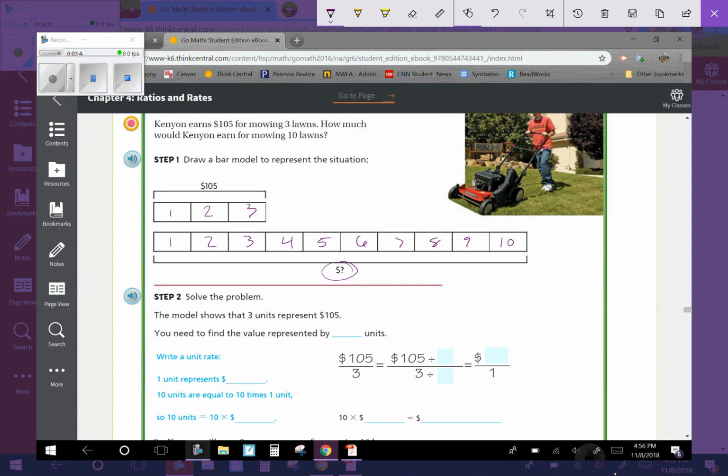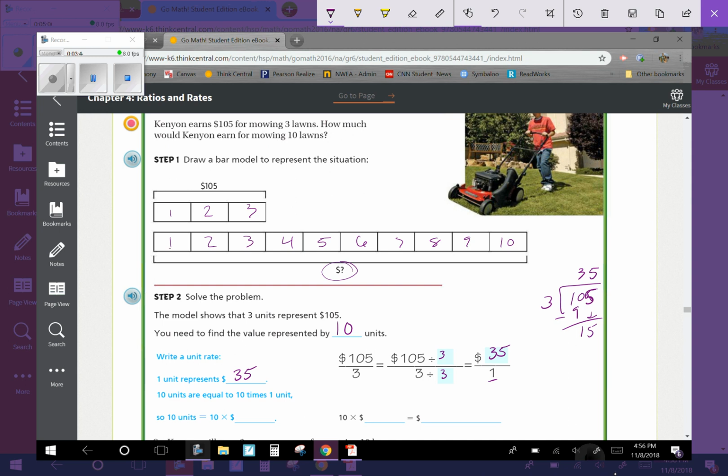The model shows that 3 units represents $105. So we need to find the value represented by how many units? Well, we are talking about 10 lawns, so now we're trying to find 10 units. So we need to write it as a unit rate. If we have 105 for every 3, we need to divide the numerator and the denominator by 3 so we get that unit rate. 105 divided by 3 is 35. So 1 unit represents $35.